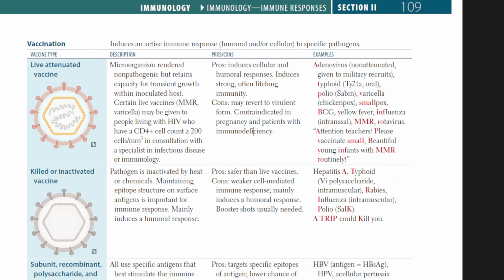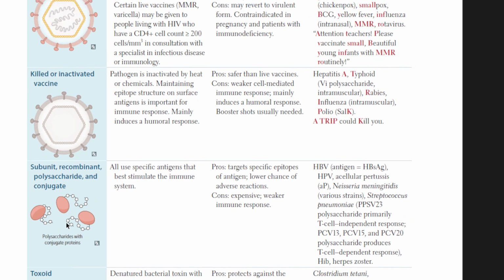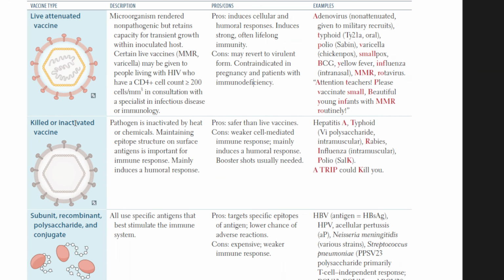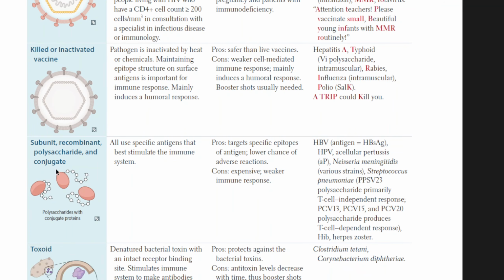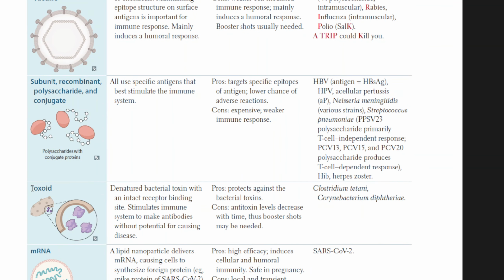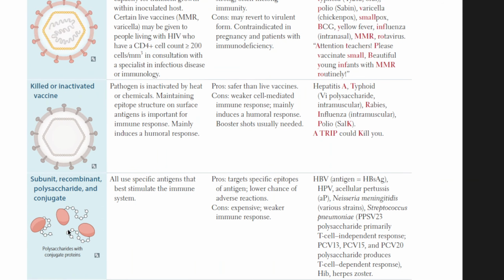Okay, we're gonna read now about vaccination. We have five types of vaccines: live-attenuated vaccine, killed or inactivated vaccine, a group of immune recombinant, polysaccharide and conjugate vaccines, toxoid vaccine that comes from toxoid, and mRNA vaccine, messenger RNA vaccine.